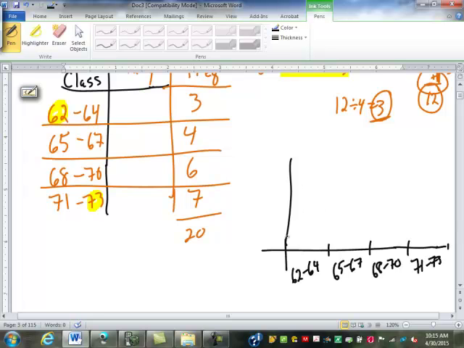And you number just like we did yesterday. Number up the side: 1, 2, 3, 4, 5. Pretend that line is straight. 62 to 64 would go up to 3. So you look something like this. 65 to 67 goes up to 4. 68 to 70 goes up to 6. And then up to 7. Like that. Notice the bars touch. Because it's continuous data, it means it blends from one category, from one group, to the next. The bars touch.